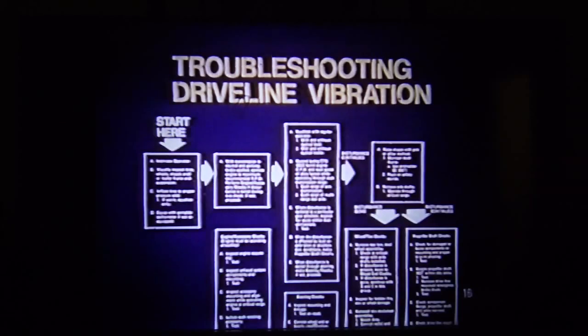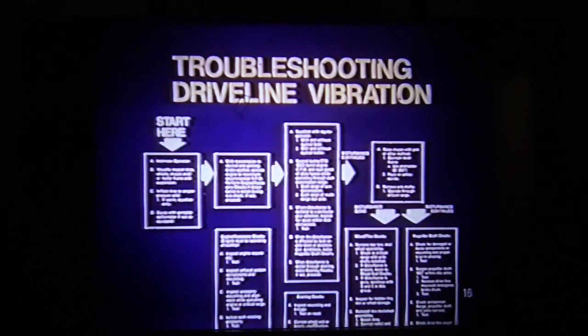As you can see, drivetrain vibrations can be very difficult to isolate. Therefore, it's logical to use a step-by-step troubleshooting procedure that begins with the most common and obvious problems and proceeds to the most complicated and involved. A chart outlining the troubleshooting test procedure is included in your reference guide.